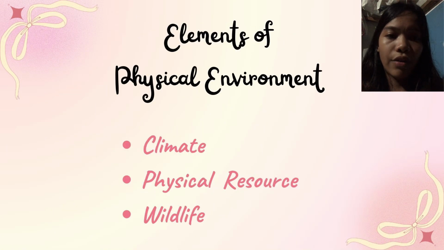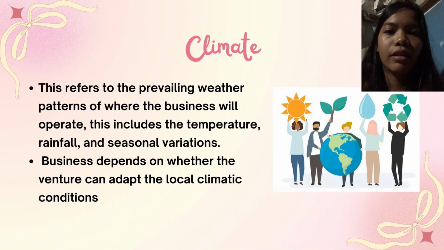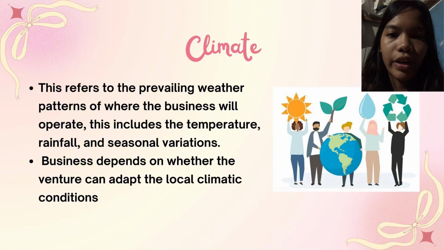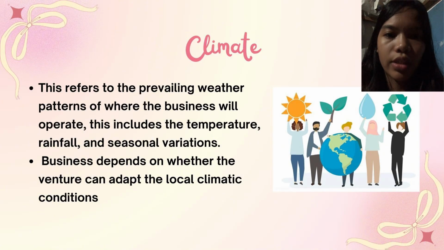The elements of the physical environment. The physical environment has three main elements. First is the climate, second is physical resources, and third is wildlife. Climate refers to the prevailing weather patterns of where the business will operate. This includes the temperature, rainfall, and seasonal variations. Business success depends on whether the venture can adapt to the local climate conditions.